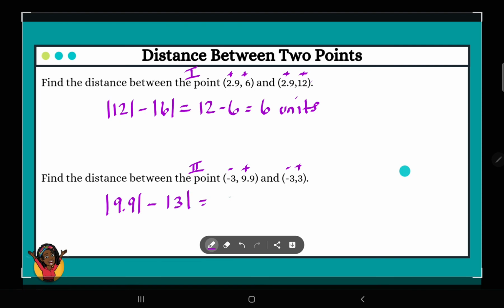And again, we're doing this because distance is always positive. So even if you did it the opposite way and you said the absolute value of 3 minus the absolute value of 9.9, you're doing distance, so you need to ensure that your final answer is positive. Okay, so always remember we're going to list the bigger number first because distance is always positive. So here we have 9.9 minus 3, which is equal to 6.9 units. So the distance between -3, 9.9, and -3, 3 is 6.9 units.